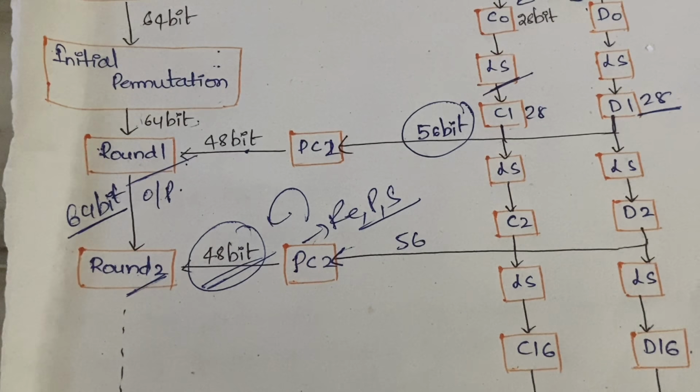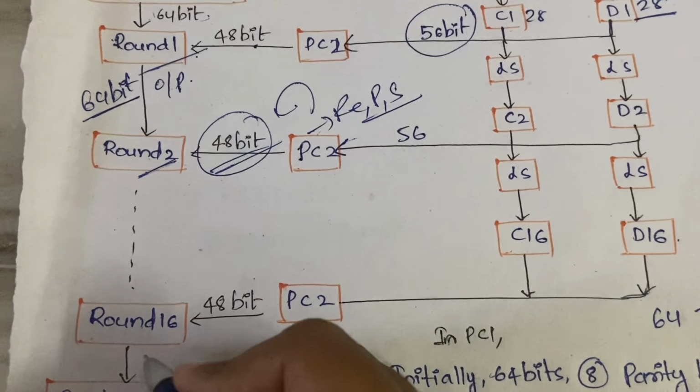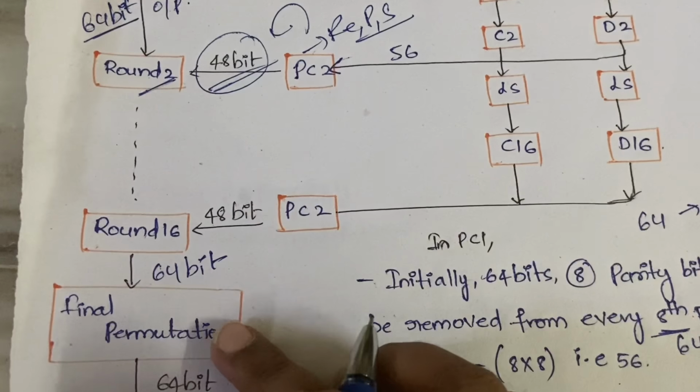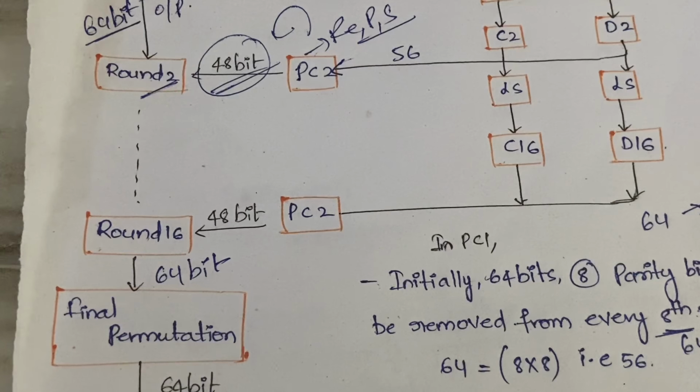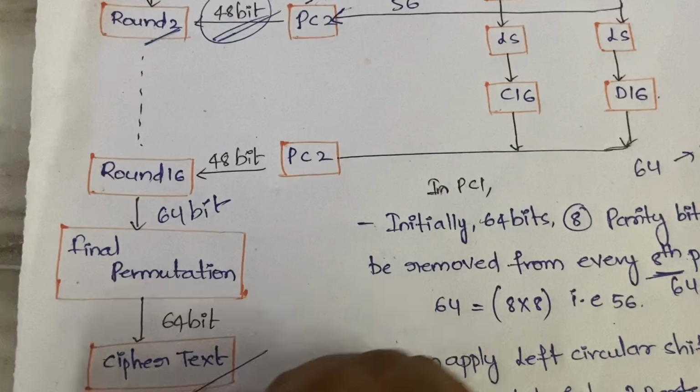So this process will happen in the same way up to round 16. Got it? Up to round 16 the same process keeps repeating. Now after round 16 you will be getting again a 64 bit output, right? On this 64 bit output you will be applying the final permutation. Initial permutation in the beginning, final permutation at the end, and after doing the final permutation you will be getting your ciphertext. Whatever output you are getting from the final permutation, that is your ciphertext.